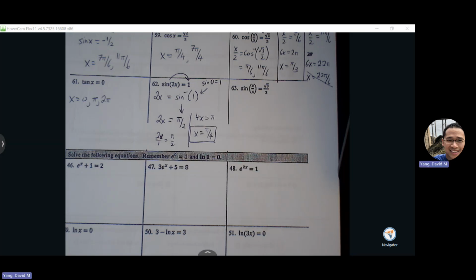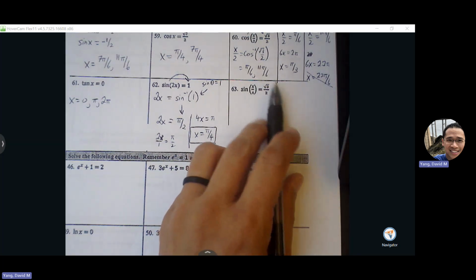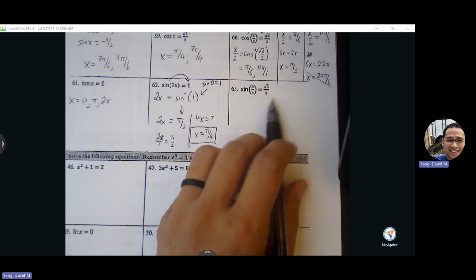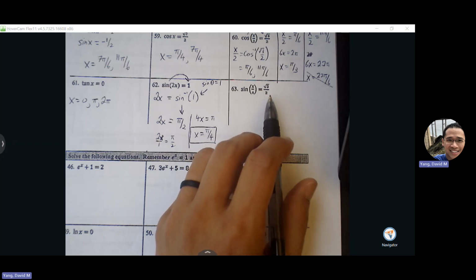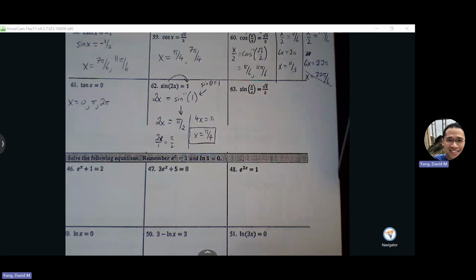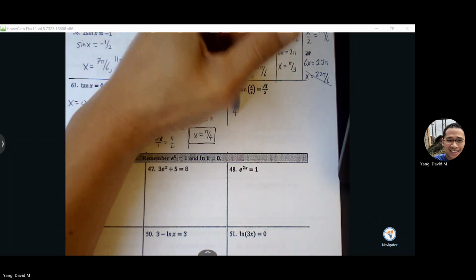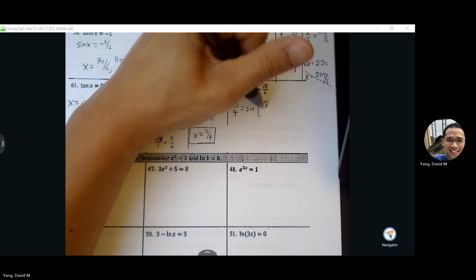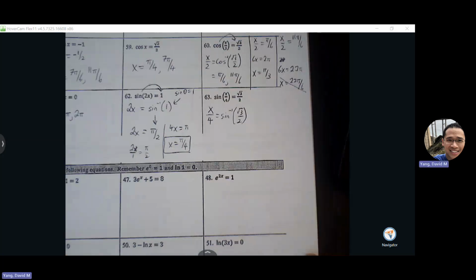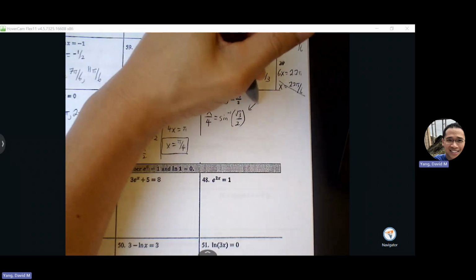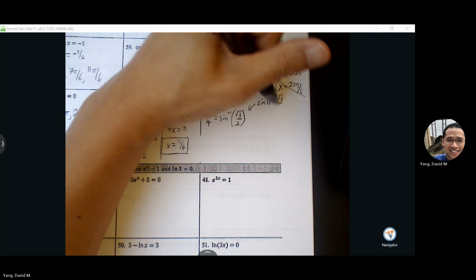Same idea, 63. Sine of x over 4 equals root 3 over 2. Let's do inverse sine to figure out sine of what theta value equals root 3 over 2. And then once we find those radian measures, we can come back and solve for x. So again, inverse sine of root 3 over 2 is another way of asking sine of what theta value is equal to root 3 over 2.